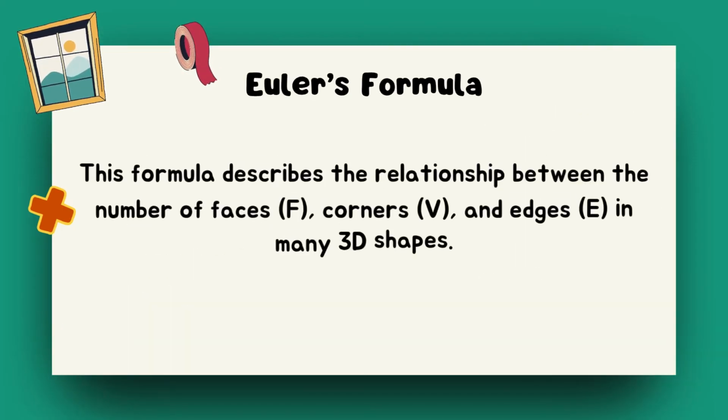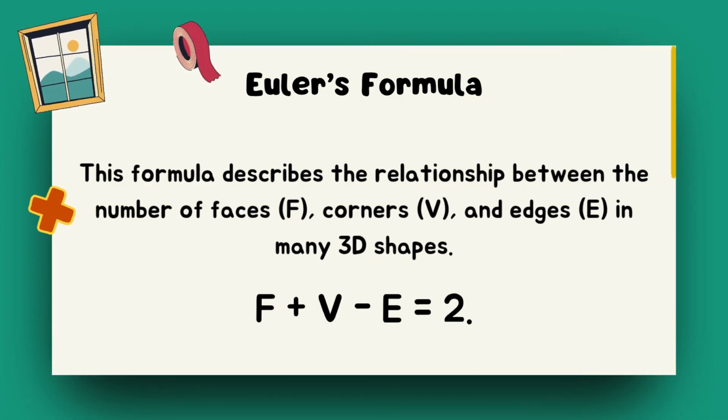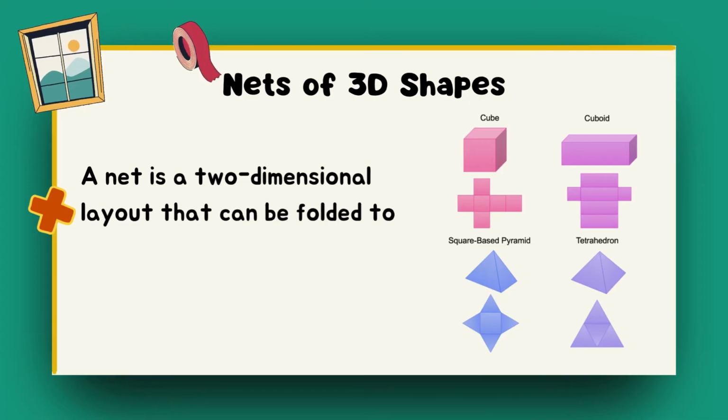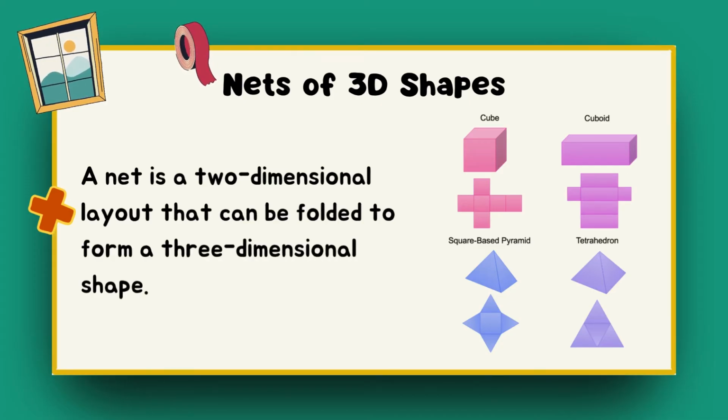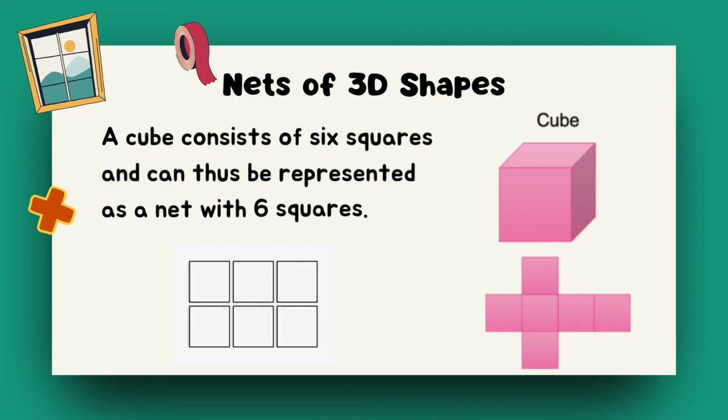Euler's formula describes the relationship between the number of faces, corners, and edges in many 3D shapes. It states that the sum of the number of faces and vertices minus the number of edges equals 2. Now, let's discuss nets of 3D shapes. A net is a two-dimensional layout that can be folded to form a three-dimensional shape. It shows how the surfaces of a 3D object are connected. For instance, a cube consists of 6 squares and can thus be represented as a net with 6 squares.